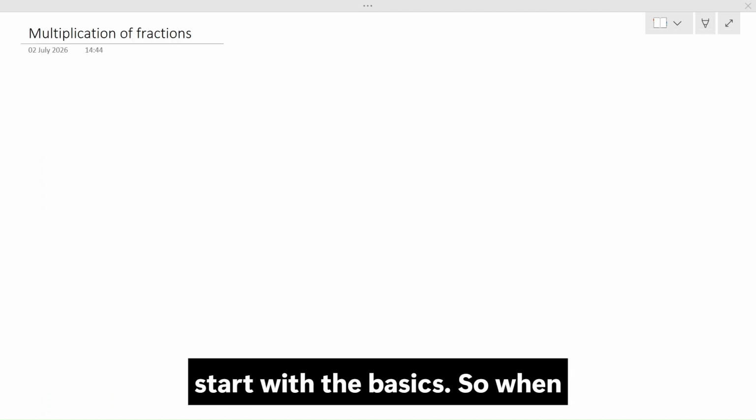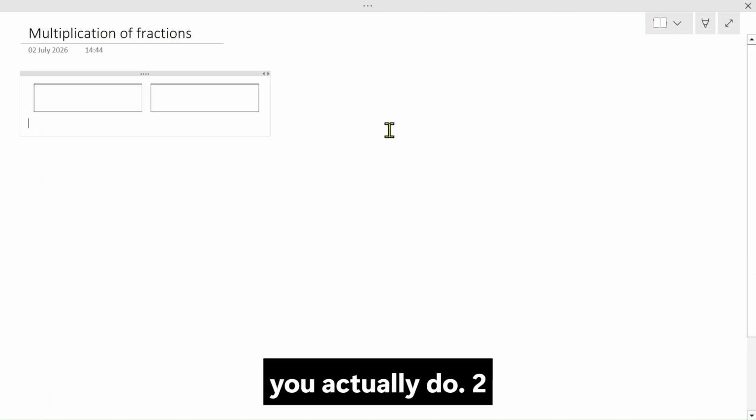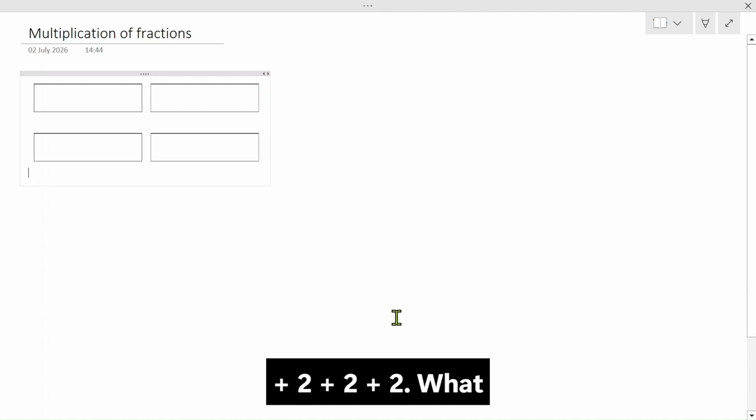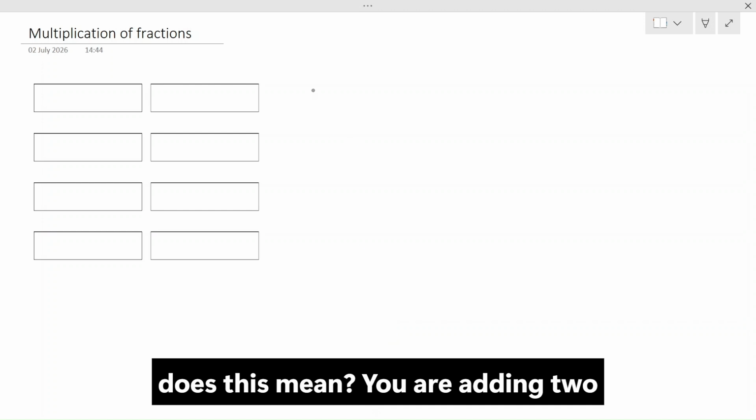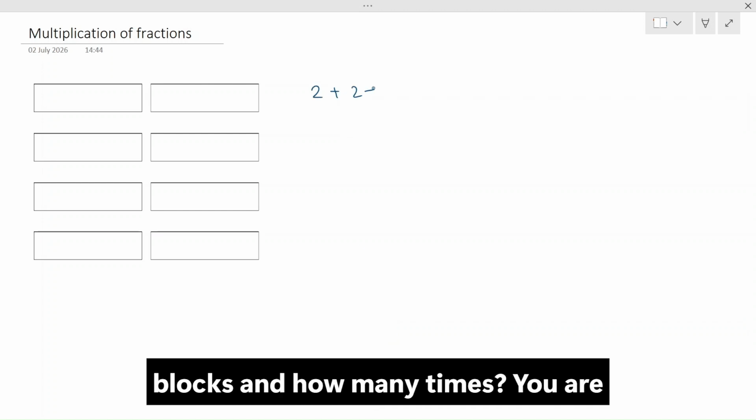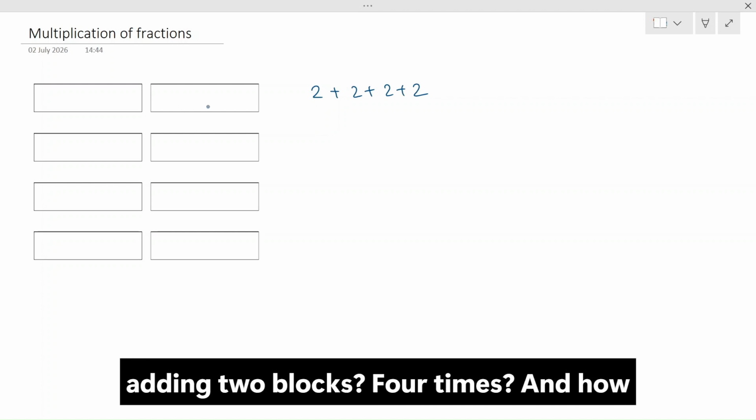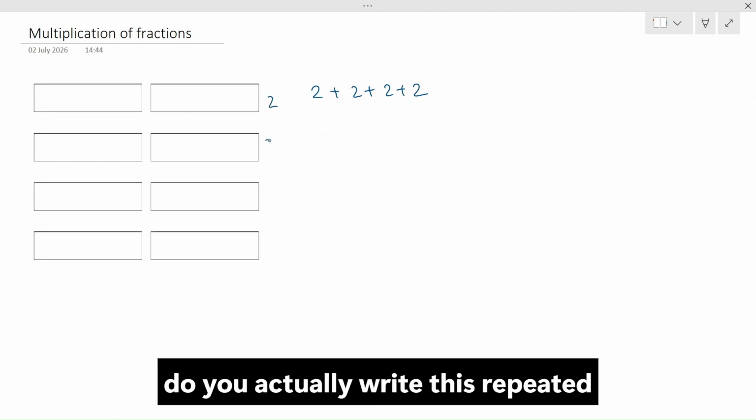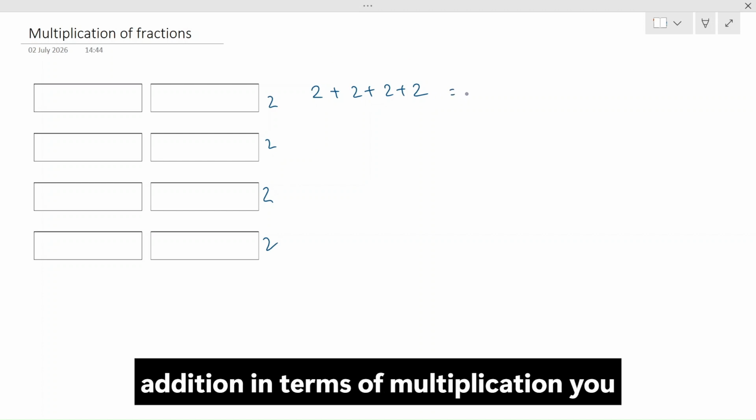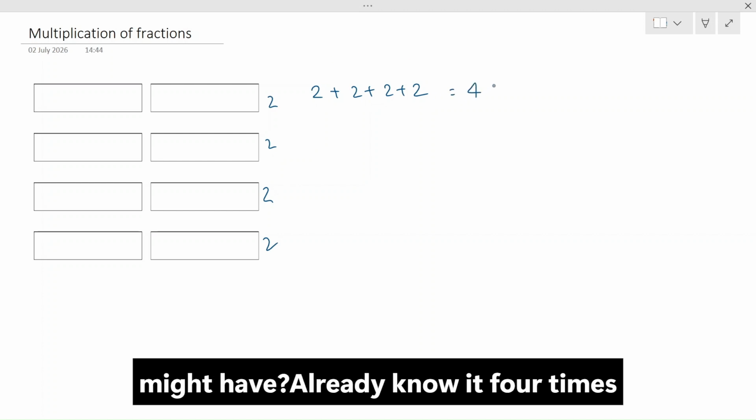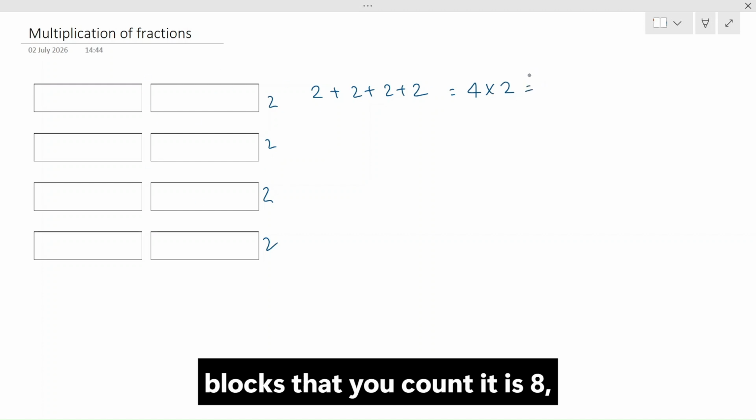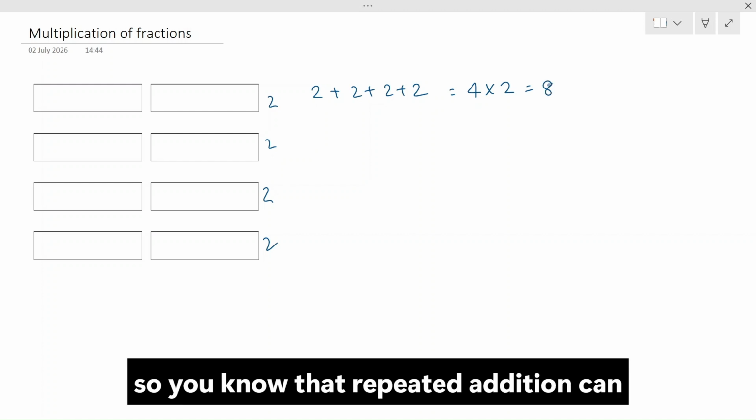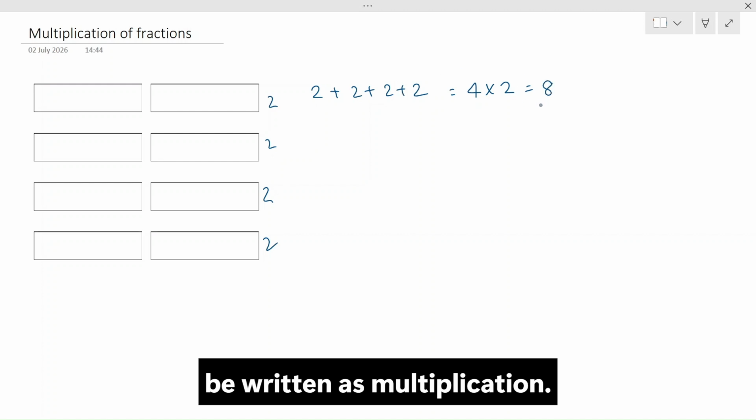Start with the basics. When you do 2 plus 2 plus 2 plus 2, what does this mean? You are adding two blocks. How many times? You are adding two blocks four times. And how do you write this repeated addition in terms of multiplication? You might already know it. Four times you are multiplying the number 2, and the total blocks that you count is 8. So you know that repeated addition can be written as multiplication.